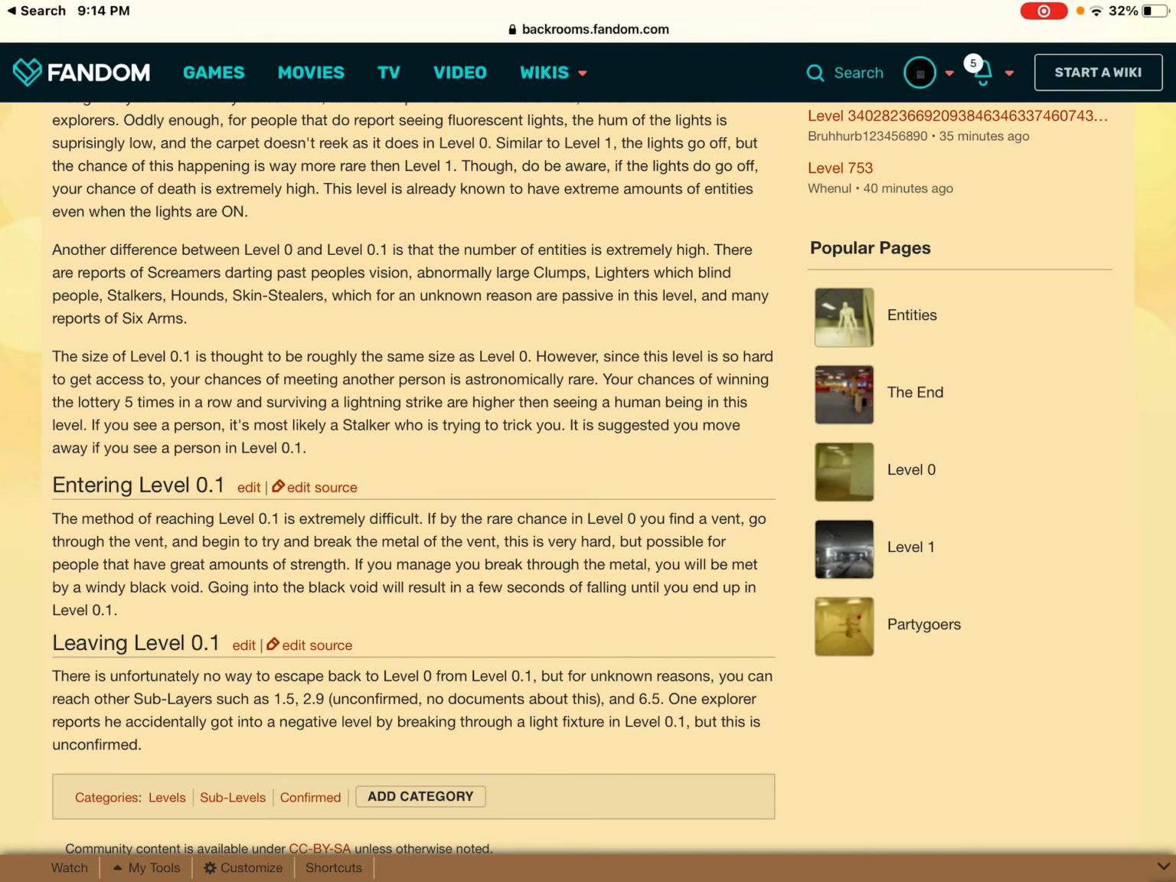Leaving Level 0.1. There is unfortunately no way to escape back to Level 0 from Level 0.1. But for unknown reasons, you could reach other sublayers such as 1.5, 2.9 (unconfirmed, no documents about this), and 6.5. One explorer reports he accidentally got into a negative level by breaking through a light fixture in Level 0.1, but this is unconfirmed.